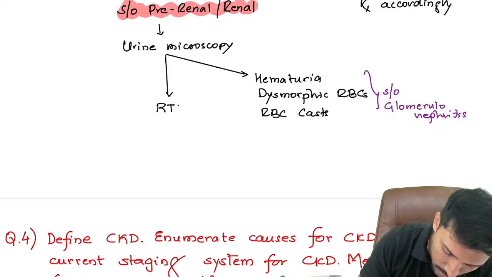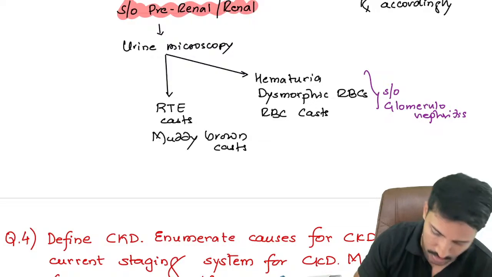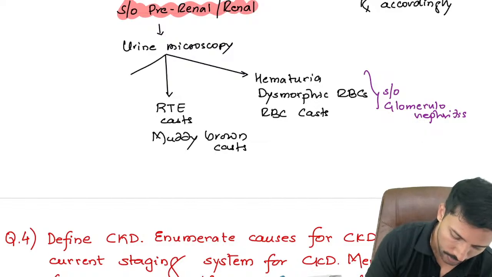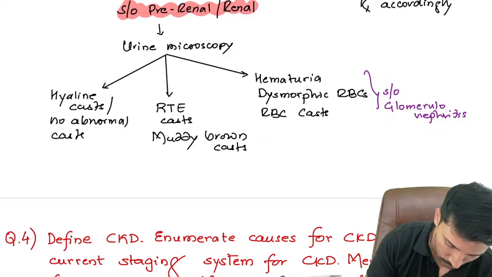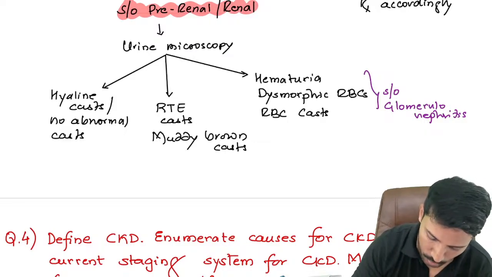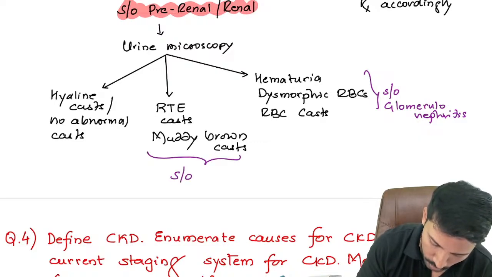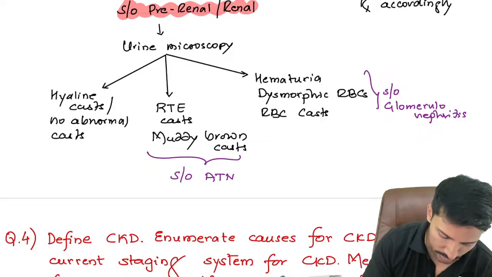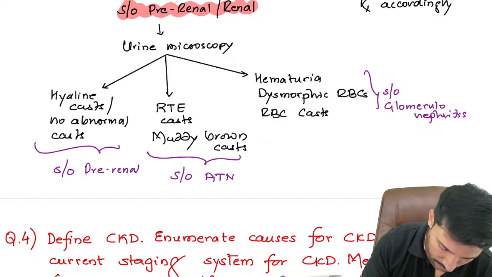Okay. If I see on the urine microscopy that there are no dysmorphic RBCs or RBC casts, but instead I see something called renal tubular epithelial casts or muddy brown casts, what is it suggestive of? And if I see only hyaline casts or no abnormal casts, what is it suggestive of? So if I see renal tubular epithelial casts or muddy brown casts, it is suggestive of acute tubular necrosis, or tubule as a site of injury. And if only hyaline casts or no abnormal casts, it is suggestive of pre-renal AKI.